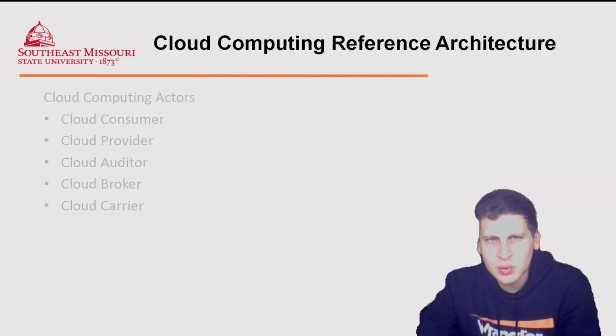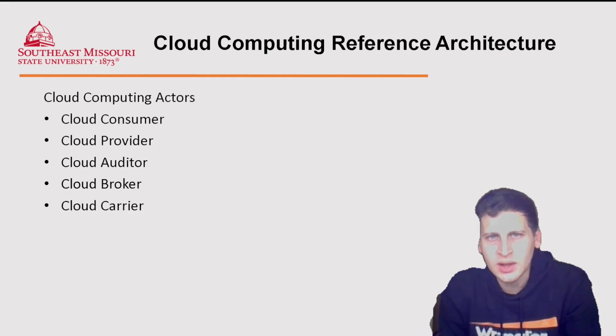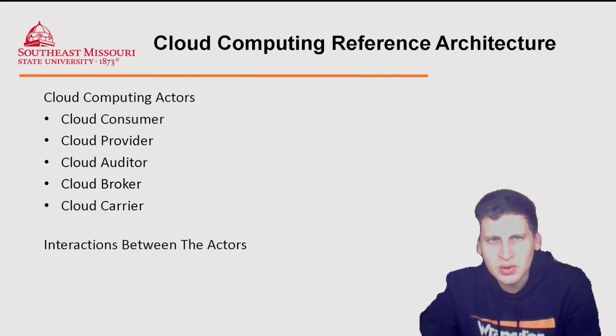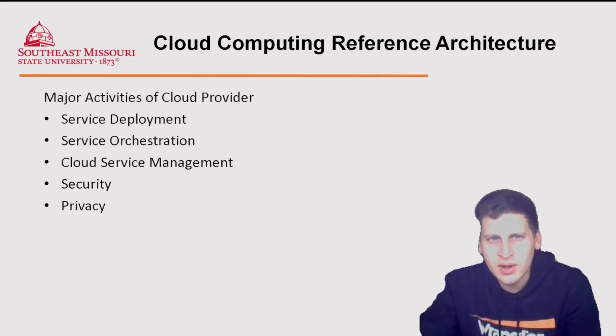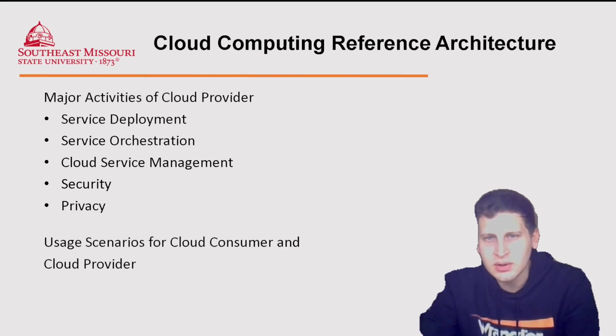In the first chapter, we started with what the cloud computing actors are, and we gave examples of each of them. Then we covered interactions between the actors in cloud computing. We tried to briefly summarize in which activities the cloud provider is used. Then we also tried to give an example of usage scenarios for cloud consumer and cloud provider at the service level.